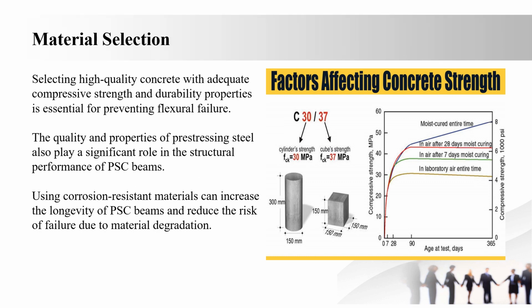Now the material selection. Selecting high quality concrete with adequate compressive strength and durability properties is essential for preventing flexural failure. The quality and properties of pre-stressing steel also play a significant role in the structural performance of PSC beams. Using corrosion resistant materials can increase the longevity of PSC beams and reduce the risk of failure due to material degradation.